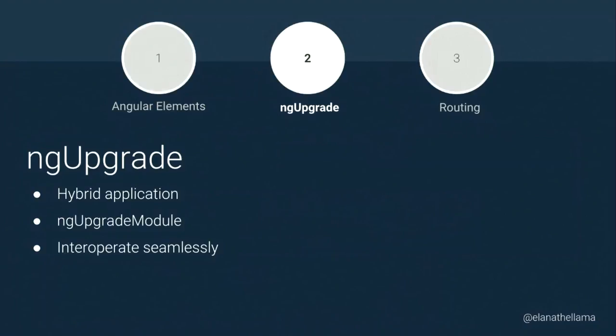Another way that you can incrementally migrate is through ngUpgrade. ngUpgrade creates a hybrid application. You're hosting both AngularJS and Angular at the same time. It uses the ngUpgrade module to help with that. When a component or a service is controlled by AngularJS, it's interoperated seamlessly with components and services that are controlled by Angular.